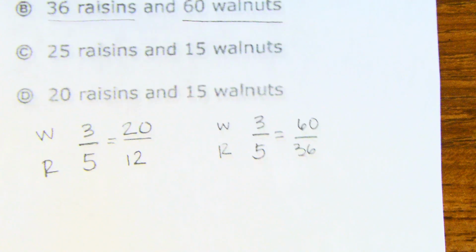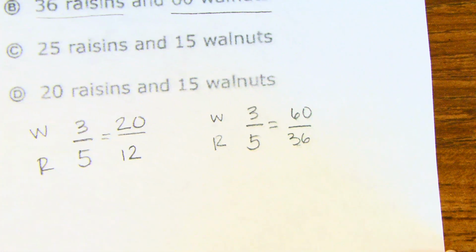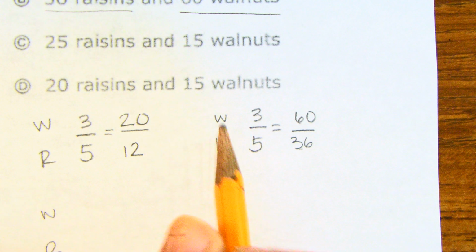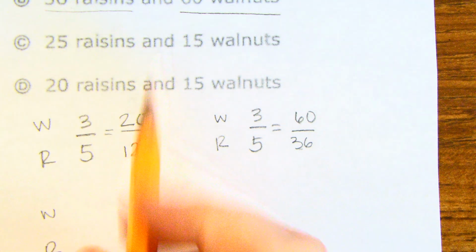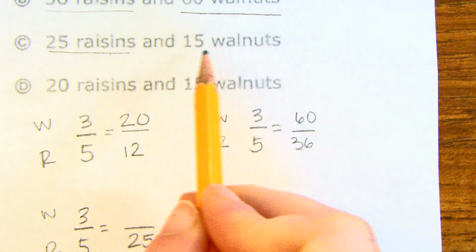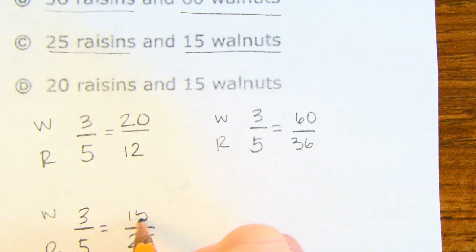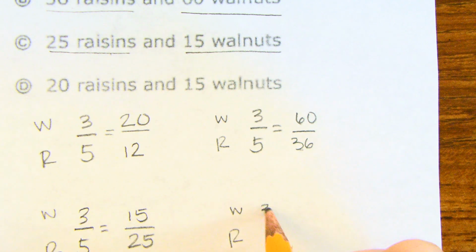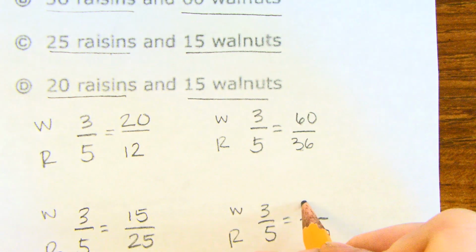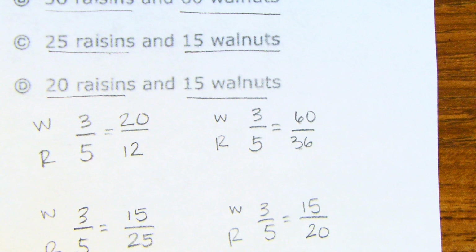For C, you got 25 raisins to 15 walnuts, and we're going to use that original ratio first. I'm going to say walnuts to raisins, and it's 3 to 5. And I've got 25 raisins and 15 walnuts. And then here, walnuts to raisins is 3 to 5. And we're going to say you've got 20 raisins and 15 walnuts. And you're trying to see which one of these is equal.